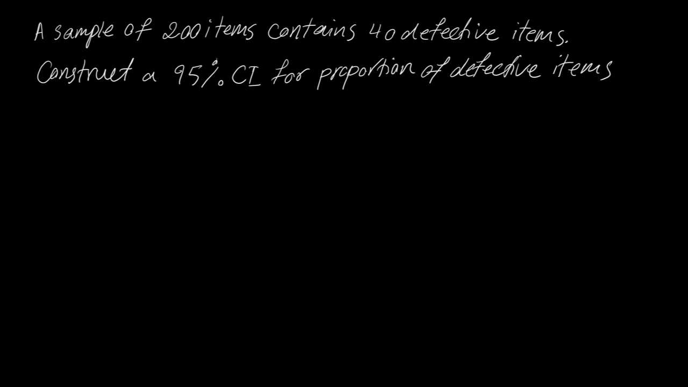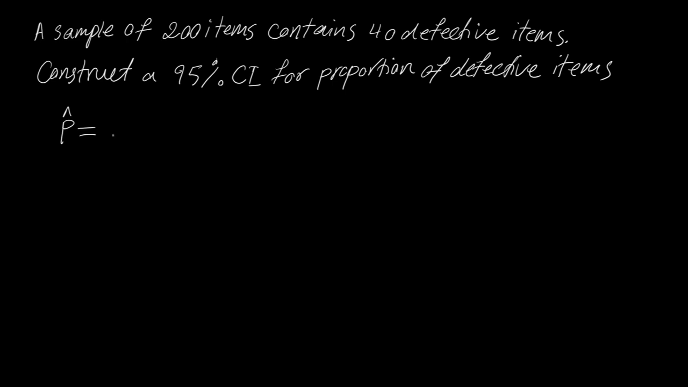Okay, the first thing here is the proportion. What is the proportion of defective items? We know that overall we have 200 items and 40 of them are defective. So p hat here, I use p hat instead of p for the proportion because I have a sample of 200 items. I don't know about the whole population. So this proportion here is just an estimate for the proportion for the population.